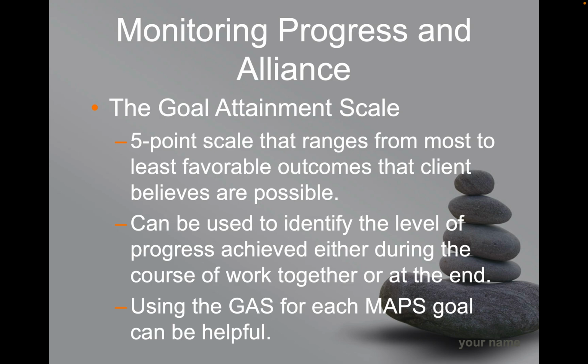The goal attainment scale is a 5-point scale that ranges from most to least favorable outcomes that the client believes are possible. It can be used to identify the level of progress achieved, either during the course of work together or at the end. Using the GAS, Goal Attainment Scale, for each MAPS goal can be helpful.